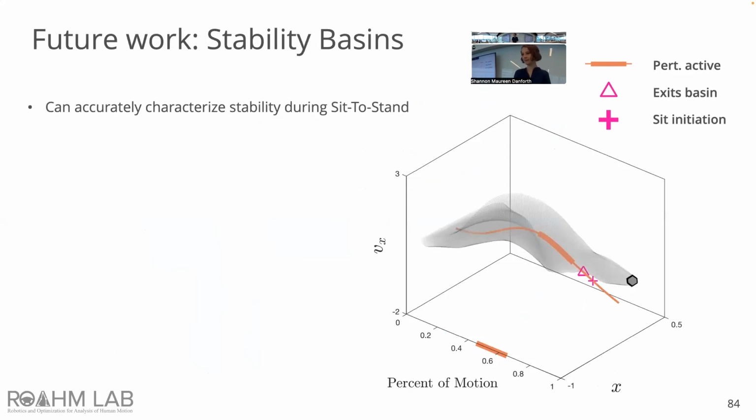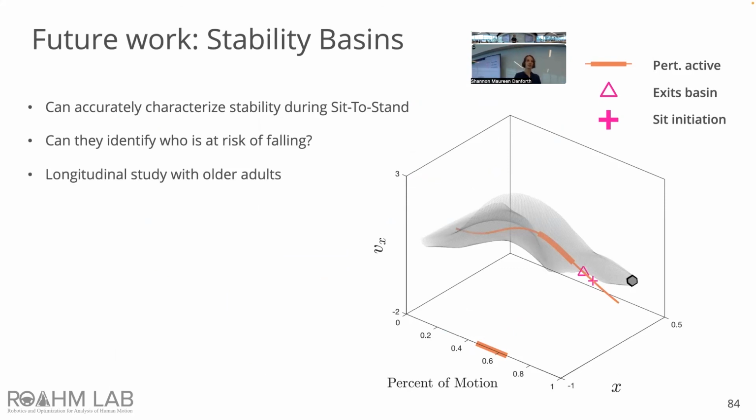So for future work, we've shown that stability basins can accurately characterize stability during sit-to-stand. However, our next question is, can they identify who is at risk of falling? And to do this, we'd have to conduct a longitudinal study with older adults. A study like this would involve recruiting hundreds of older adult patients and establishing a clinical partnership, and then computing these stability basins and maintaining contact with the subjects over a long period of time, say 5 years, and seeing who in this group ended up falling and who didn't, and whether there are differences in the relative volumes of their stability basins.